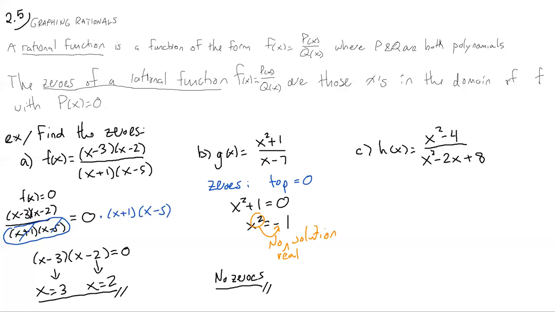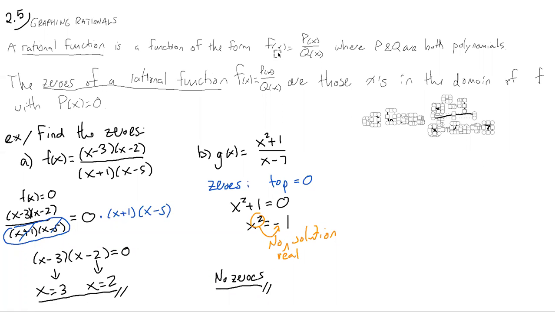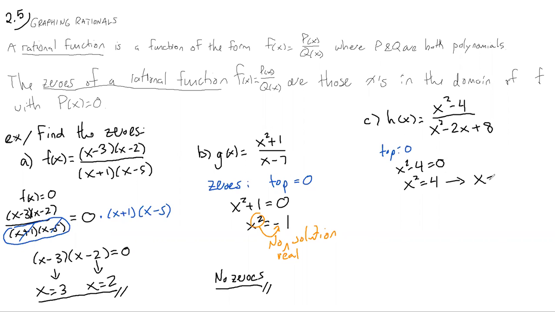And then finally, for C, I want a little more space, so I'm going to move it up. For C, if I do the same thing, I'm going to set the top to 0. And so that will be my x squared minus 4 equals 0. So x squared is 4. And then remember, when we undo that, that is plus or minus 2 along the top. But this actually doesn't work. There is a little bit of a snag here.